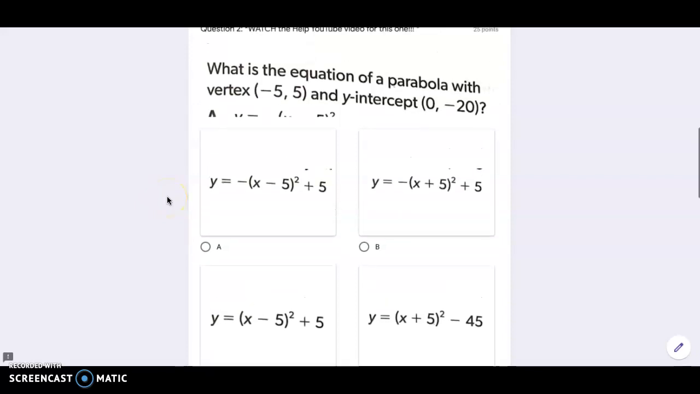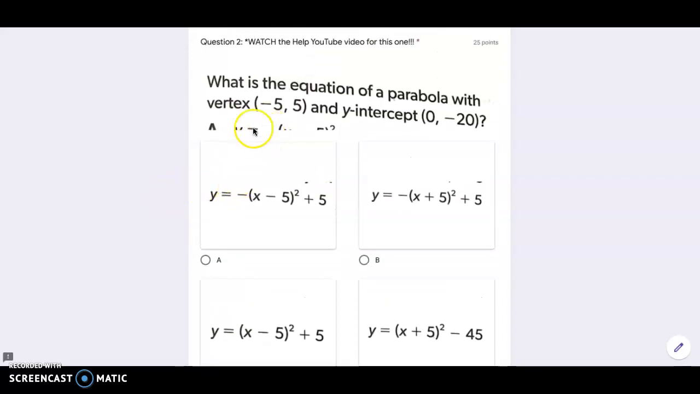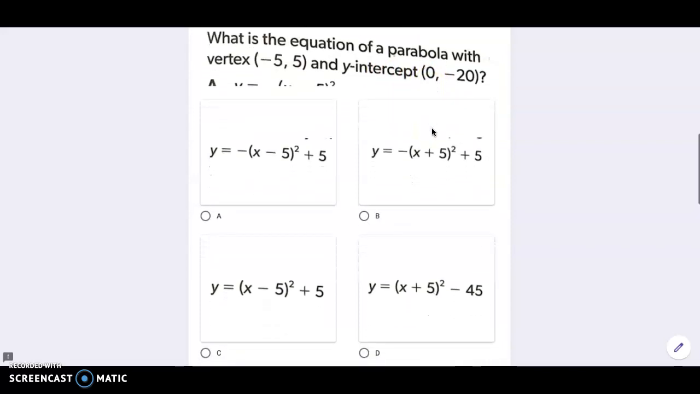All right, hey guys, so now we're working on writing vertex form with 2 points. So one is the vertex and the other one is a point. Now, I told you for question 2, you should watch this help video because it does give you the y-intercept, so it could be a little different. So let's actually do this step by step, okay?